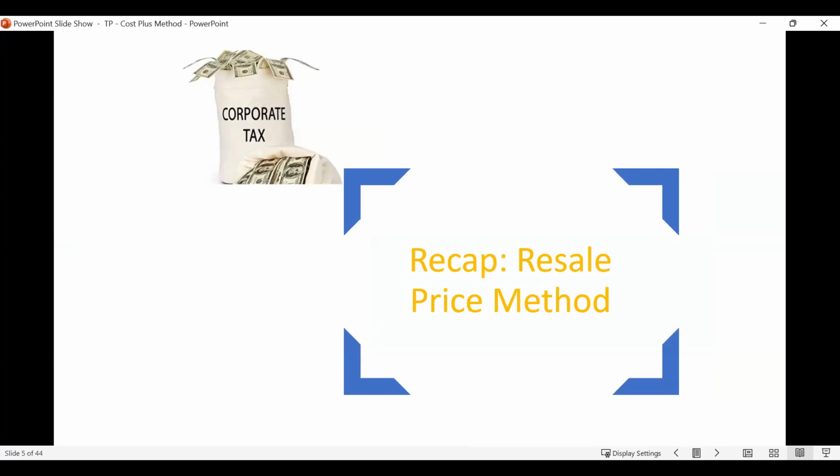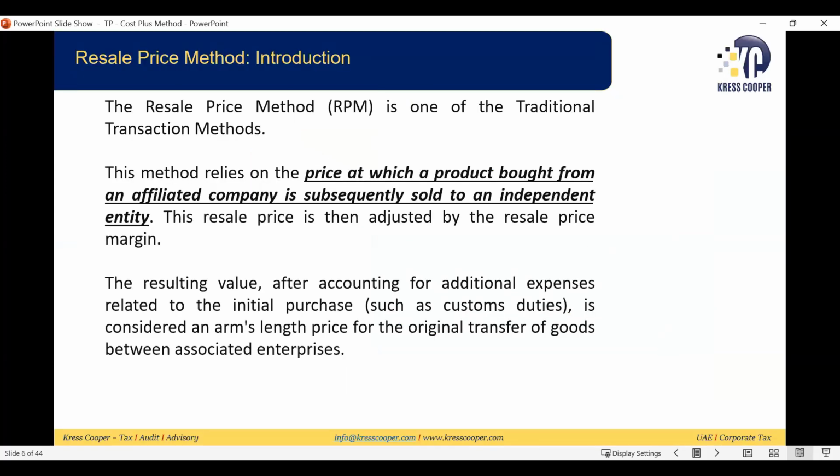So the resale price method is one of the traditional transaction methods. We have already discussed the CUP method, which is also one of the traditional transaction methods. We have already discussed this RPM, which I'm recapping right now. And today Mahar will be discussing the cost plus method, which is also part of the traditional transaction methods.